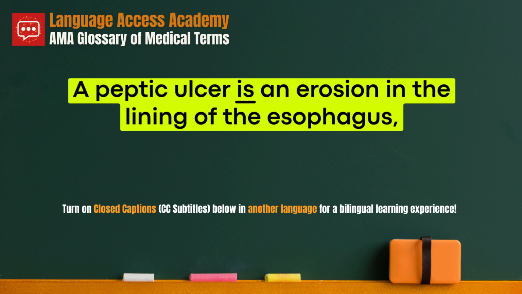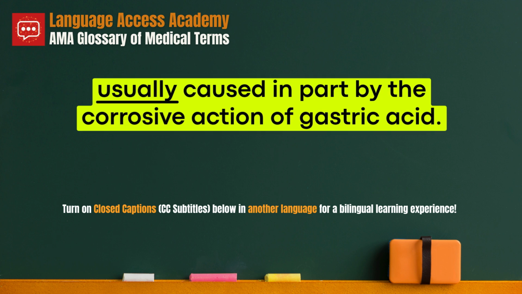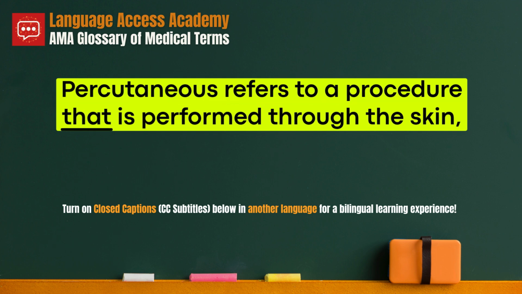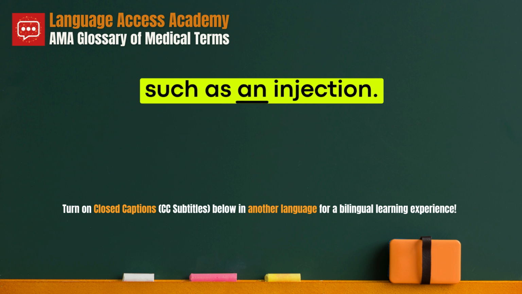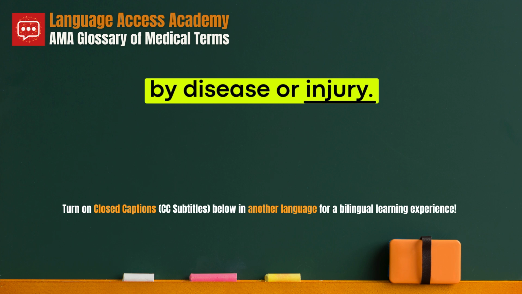A peptic ulcer is an erosion in the lining of the esophagus, stomach, or small intestine, usually caused in part by the corrosive action of gastric acid. Percutaneous refers to a procedure that is performed through the skin, such as an injection. A perforation is a hole in an organ or body structure caused by disease or injury.